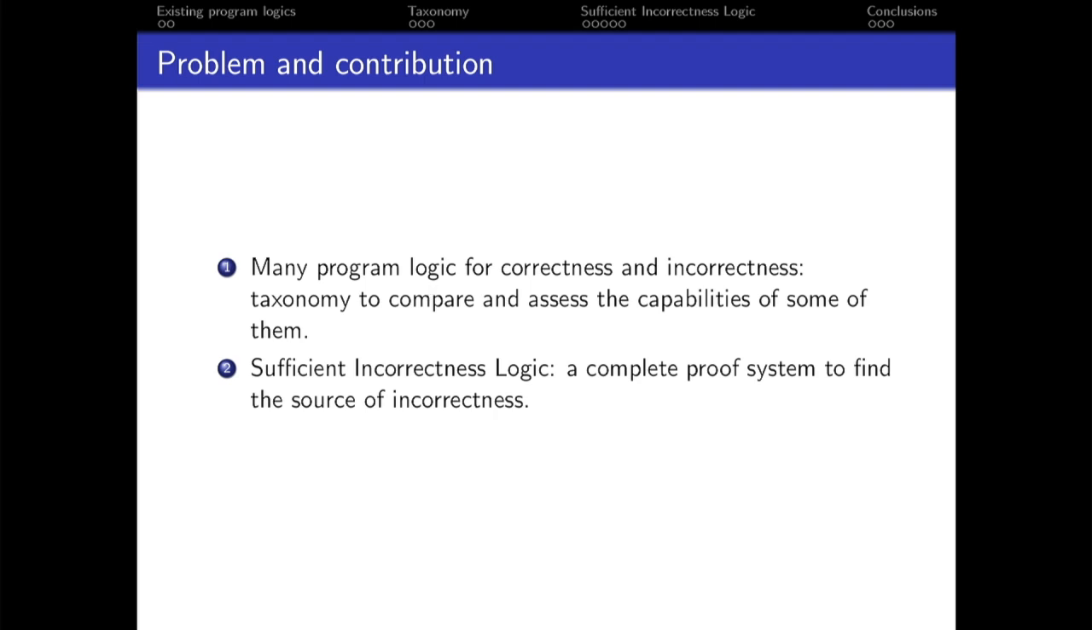And then we also define sufficient incorrectness logic, that is a proof system for the backward under-approximation condition that Peter mentioned. And we designed this new proof system because we had a very precise goal in mind, that was a sound and complete proof system with the idea of a backward analysis to match the backward under-approximation idea.